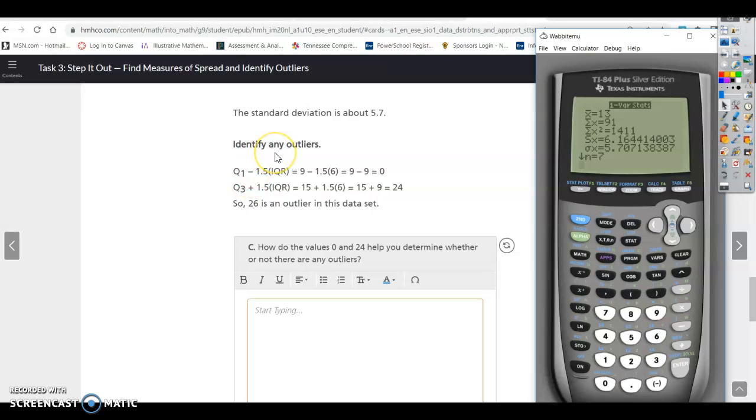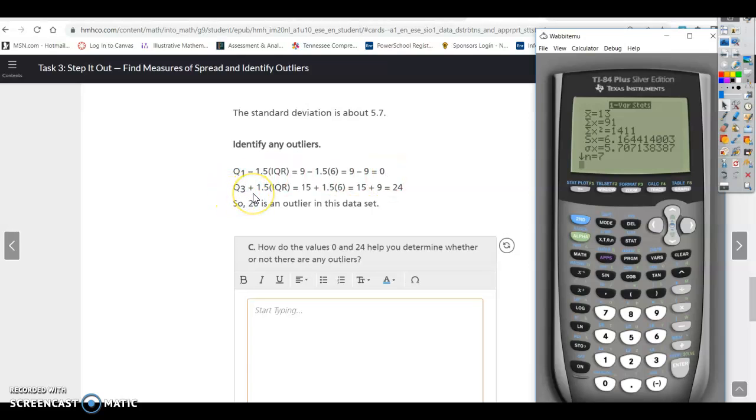And it says identify any outliers. So Q1 minus 1.5 times my interquartile range would be 9 minus 1.5 times 6. So that equals 0.